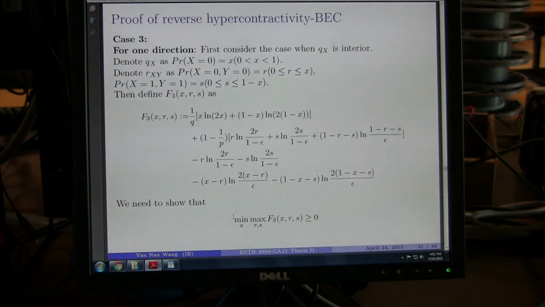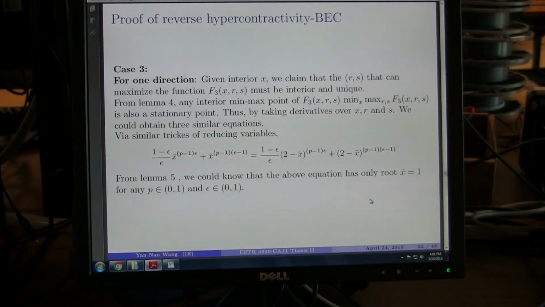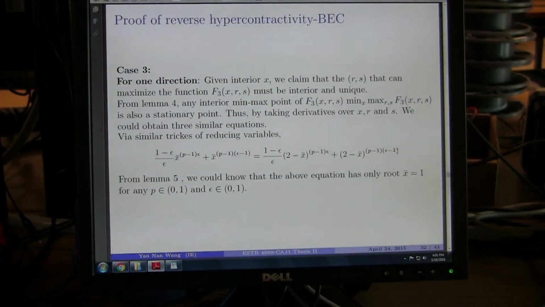First we consider the case when Qx is interior. In this case, we want to show the minimax point of f3 is non-negative. Again, by a similar lemma, we could show any minimax point of f3 must be interior and must be a stationary point. Then, by taking derivatives over x, r, and s, we could obtain 3 similar equations as those in the proof of the forward hypercontractive region. And by reducing variables, we could obtain 1 equation. The root of this equation corresponds to the stationary points of f3(x,r,s).